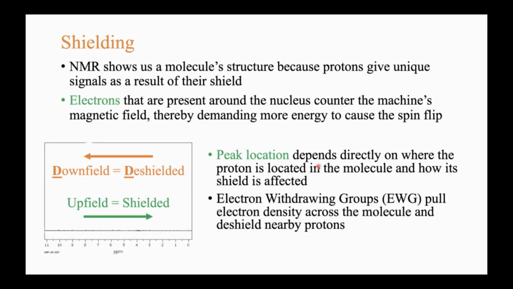So the peak locations depend directly on where the proton is located within a molecule. Electron withdrawing groups are often present in our molecules, and they will pull electron density across varying distances within the molecule and affect every proton or every group of protons uniquely.